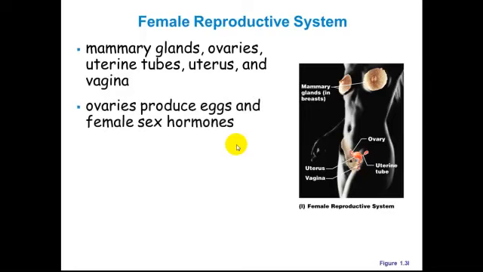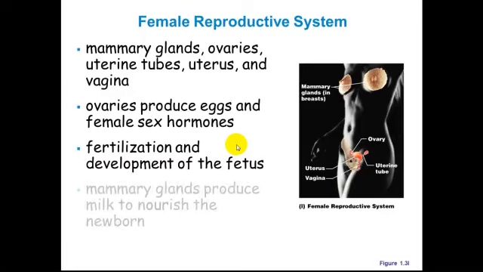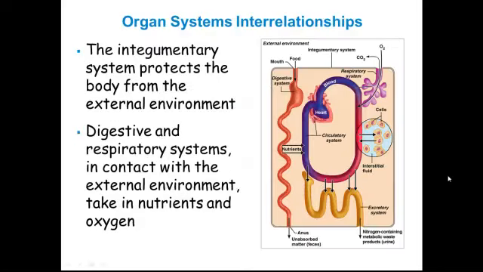Here we have ovaries producing eggs and hormones that help to stimulate the production of those eggs. We will also see the fertilization and development of the fetus, and the mammary glands produce the milk to nourish the newborn. In terms of understanding the interrelationships between systems, we can imagine that an organism, specifically the human, is simply based on the interactions between these different systems.